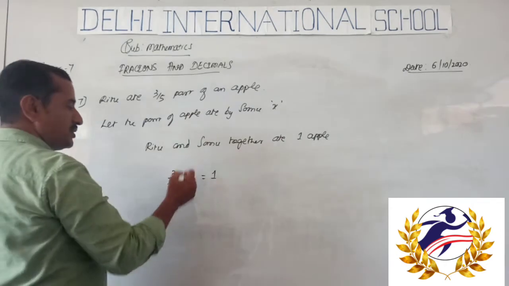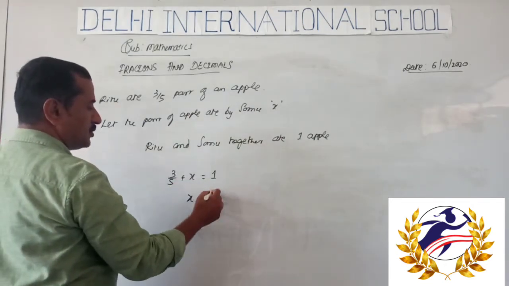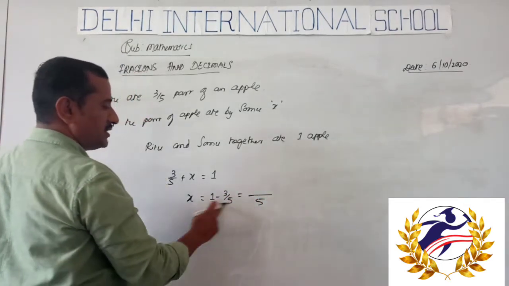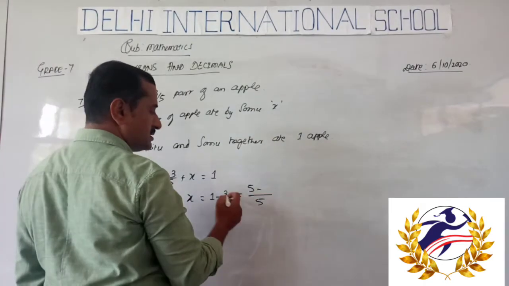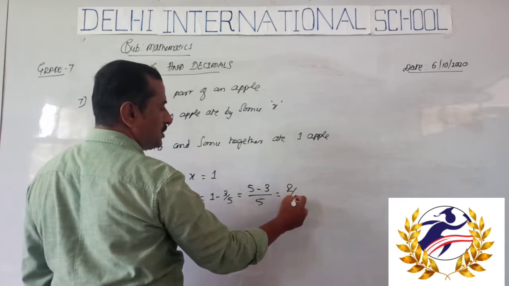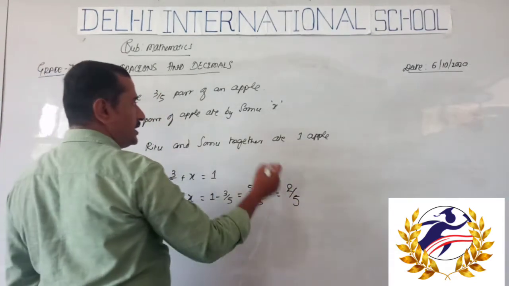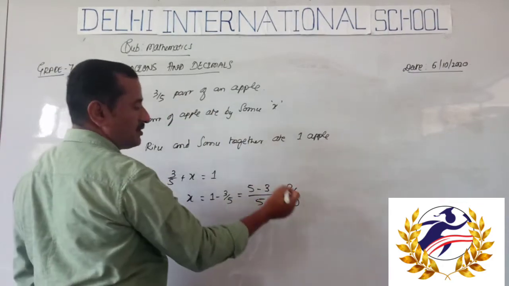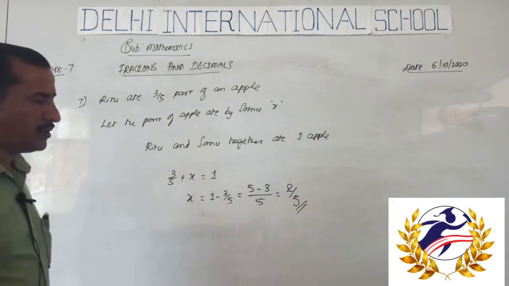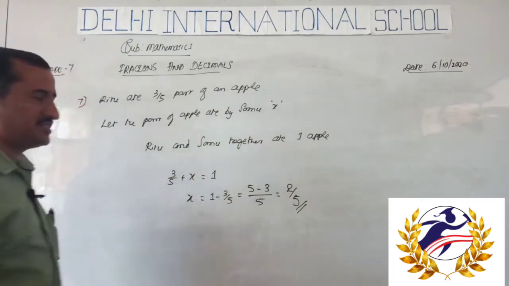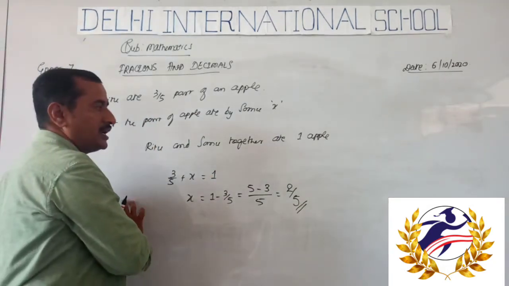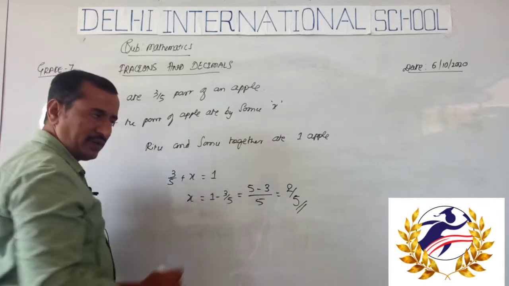So we need to find this part. So x is equal to 1 minus 3 by 5. The LCM becomes 5. 5 divides 5 one time, 1 into 5 is 5, minus 3, gives you 2 by 5. So Ritu ate 3 by 5 part of the apple and Somu ate 2 by 5 part of the apple. By observation, we have the same denominator, and in the numerator, 3 as well as 2. The part of the apple eaten by Somu is equal to 2 by 5.